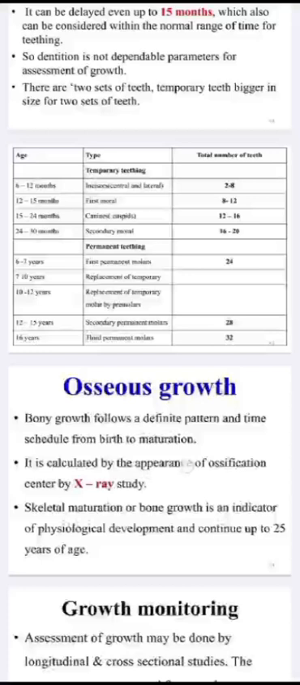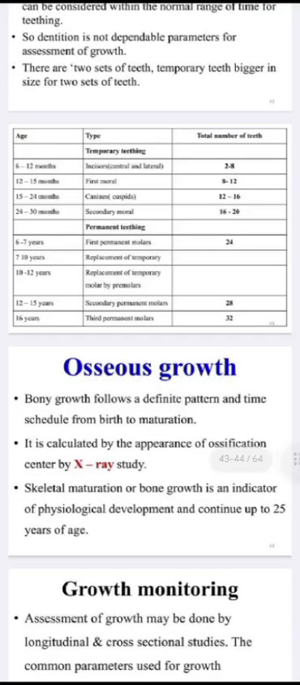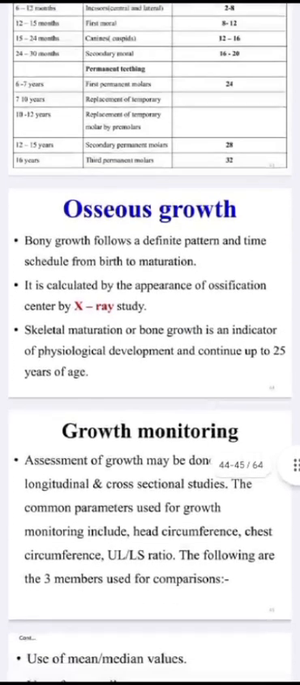Permanent teething is at 6 to 7 years. First permanent molar is 24. At 7 to 10 years, replacement of temporary teeth. At 10 to 12 years, replacement of temporary molar by premolars. At 12 to 15 years, secondary permanent molar, and 28 in number. At 16 years, third permanent molar, that is 32 in number.